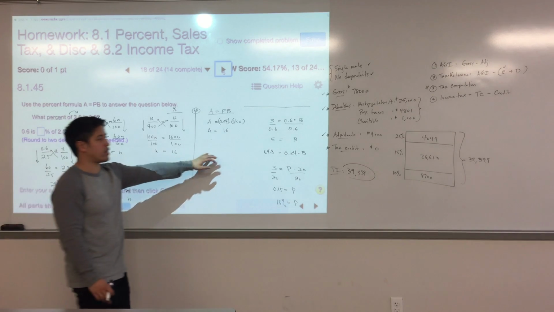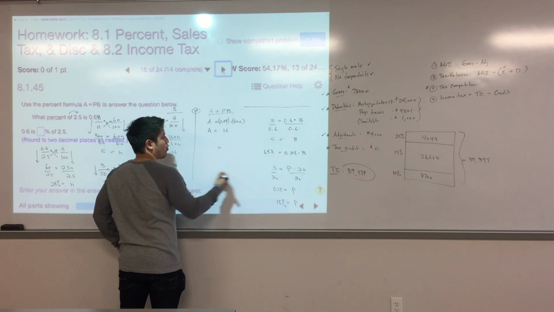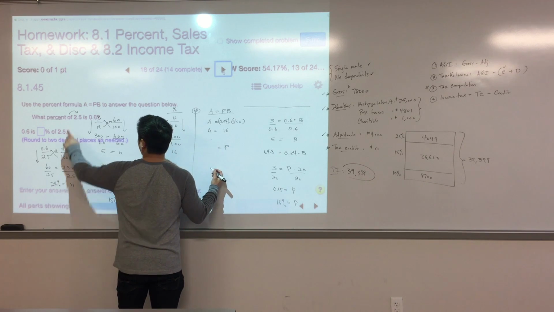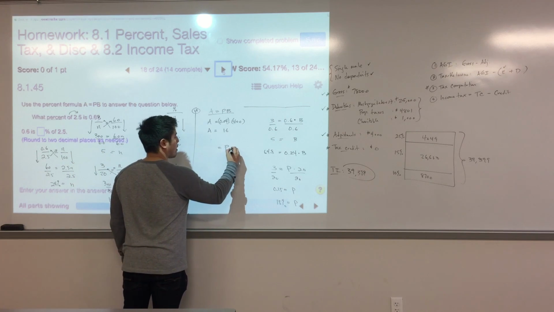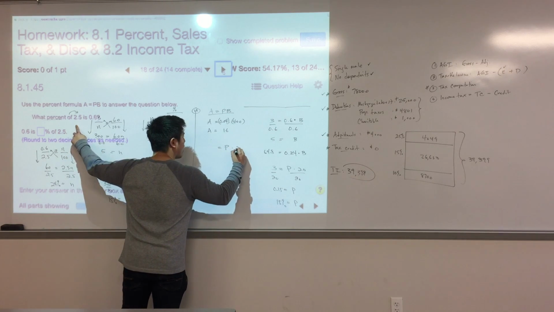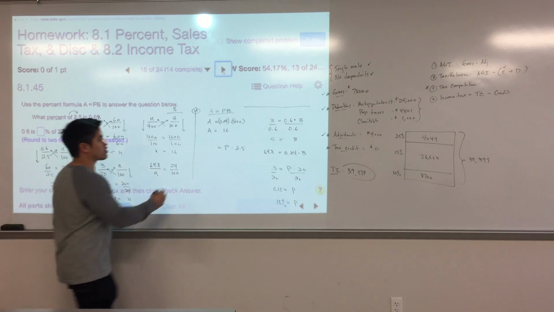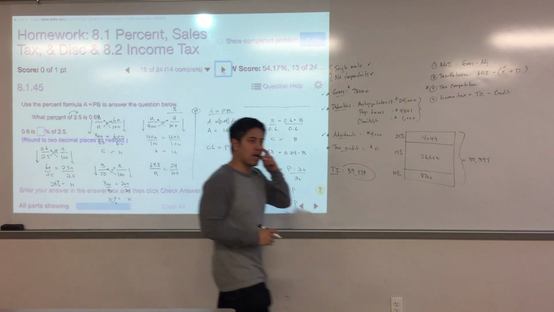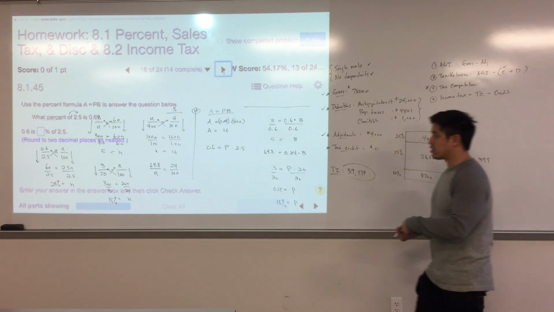Now, if we were to do it over here, what percent? What variable are we solving for? The p. Exactly. Now, of 2.5. Always remember the of goes on the right side. Does that make sense, everybody? The is always goes on the left side. Does that make sense, guys? The is goes on the left, the of goes on the right.